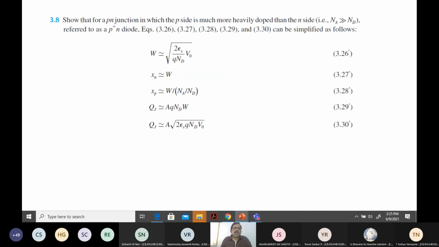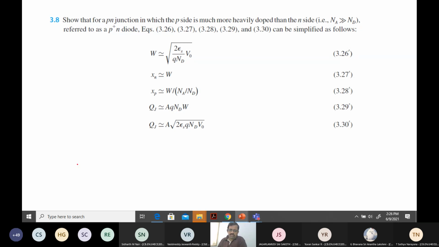Second question, show that for a PN junction in which the P side is much more heavily doped than the N side, that is Na much greater than Nd, referred to as a P plus N diode. So this is again a prescribed textbook question. That is why the equation numbers are given, 3.26 and all those things, which can be simplified as follows. When you simplify those equations, you will have to get this. Okay, let us go one by one.